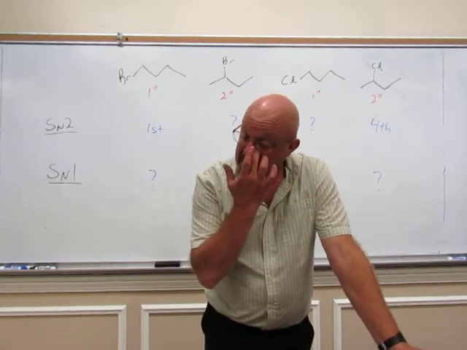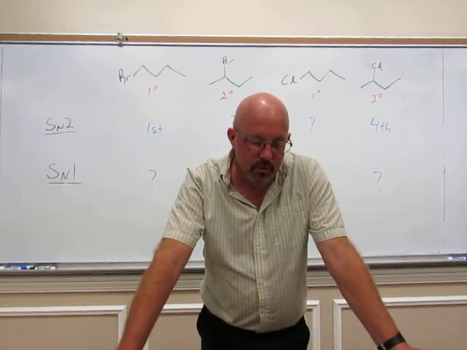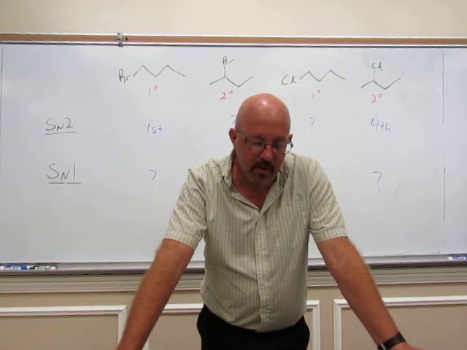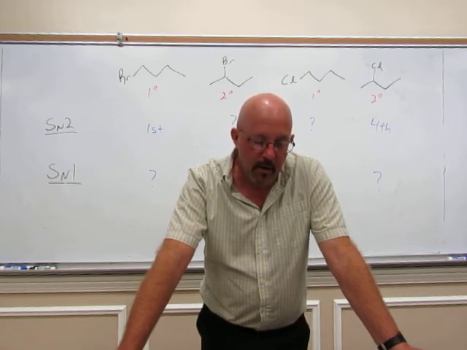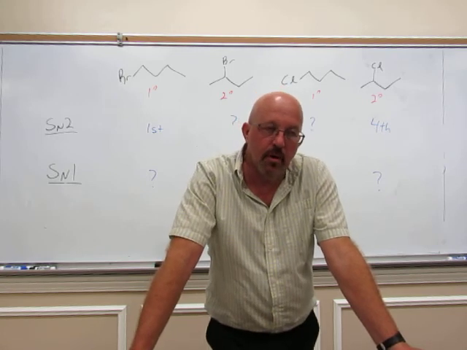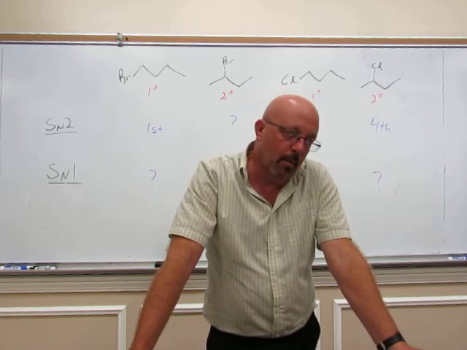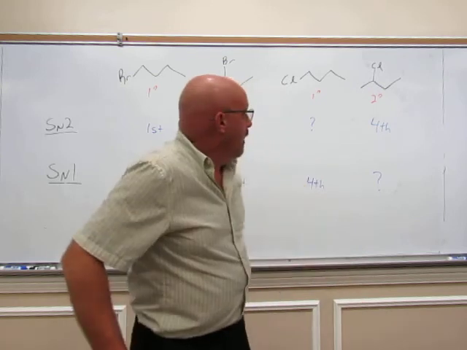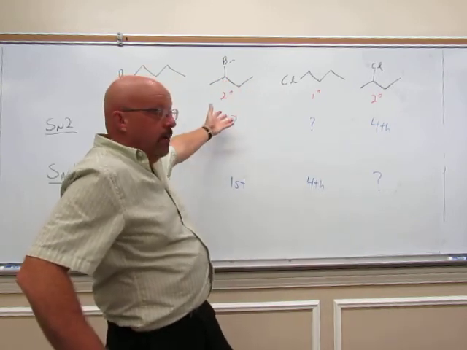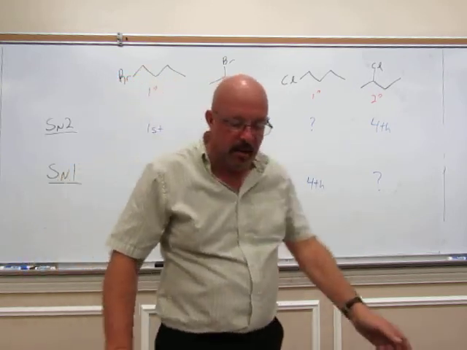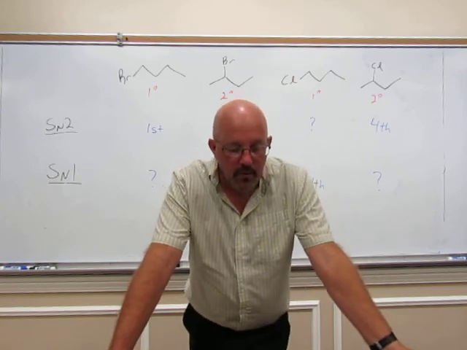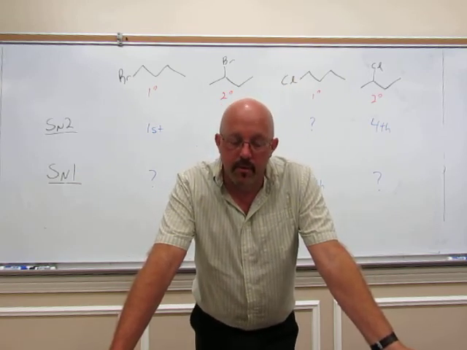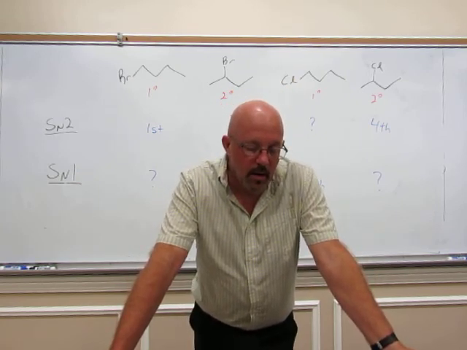So, in your conclusions, I want you to address some points. You are going to compare the nature of the leaving group, bromo versus the chloro, and this last group is good for that comparison. So you're doing that both for SN2 and SN1.